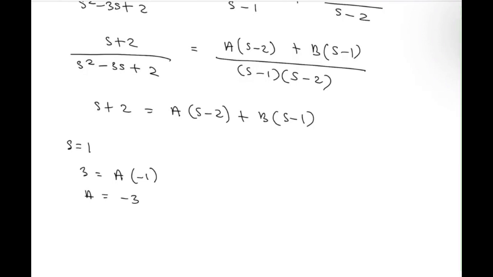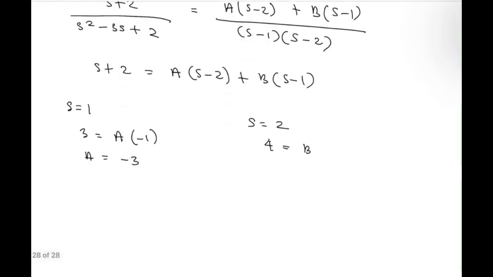So to solve for B, let's cancel A. So how to cancel A? Let's put s equal to 2. So we have 2 plus 2 equal to 4. Here A will be 0. B will be 2 minus 1 equal to 1. So B equal to 4.